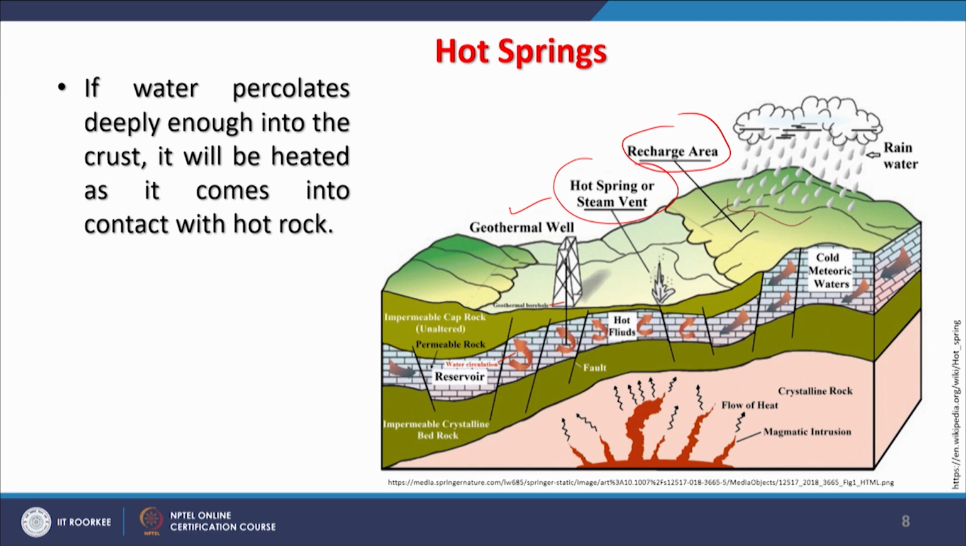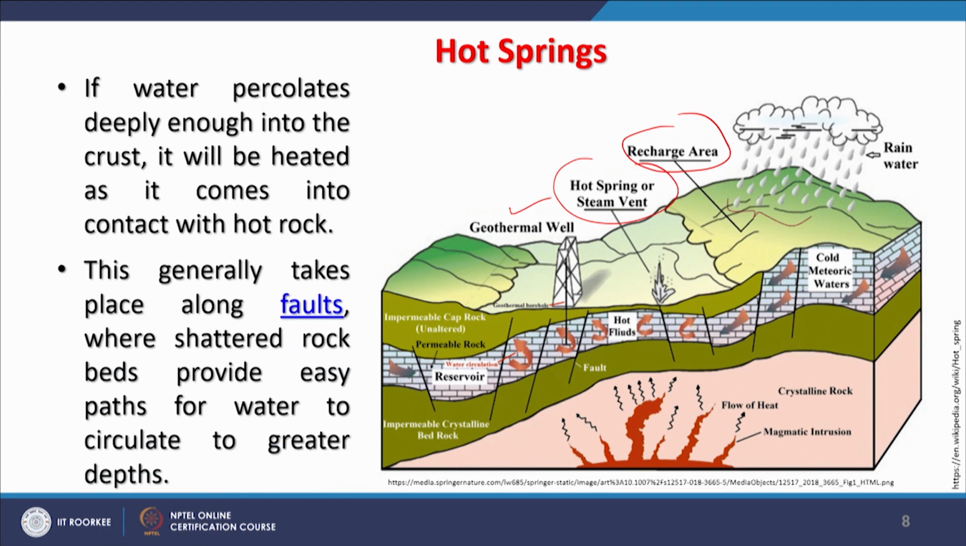So, that water first goes deep inside the crust, maybe a few kilometers, and then comes up on the surface as hot springs. This process takes place along faults, which I have mentioned, where shattered rocks and beds provide an easy path for water to circulate to greater depth. And as water goes deeper, it will produce more heated water on the surface.